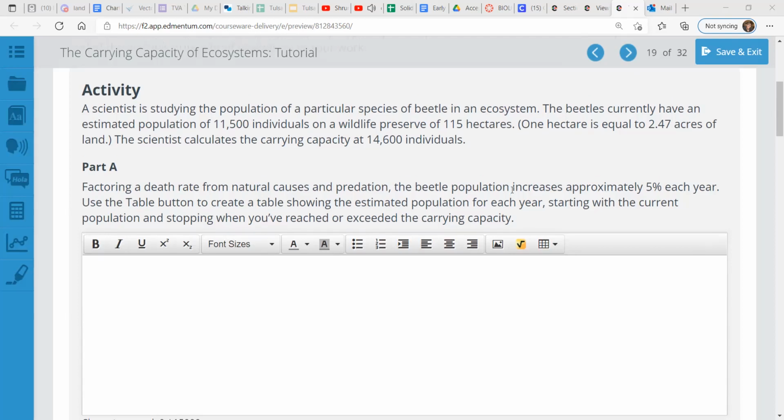All right, to review, the carrying capacity is the maximum amount that an ecosystem can support, okay? So once the population gets to 14,600, it can no longer support a larger population without causing some type of imbalance in the ecosystem, and the population will naturally stop increasing. And animals die naturally from natural causes, and predation is when another animal has to eat them to survive. And that's the circle of life, baby.